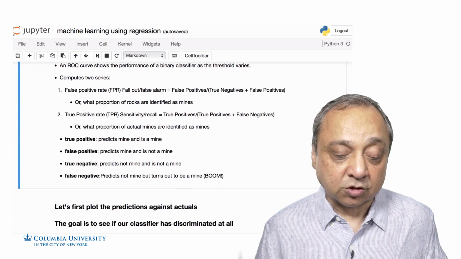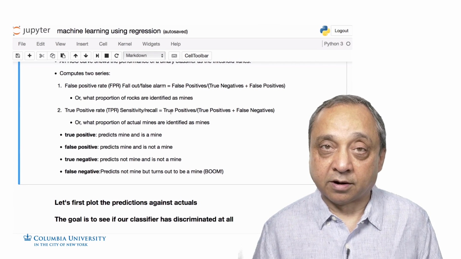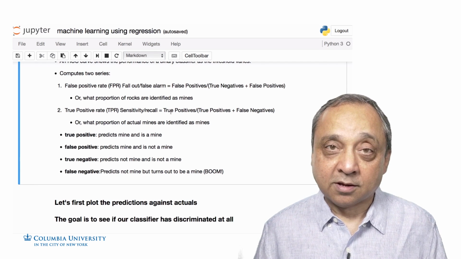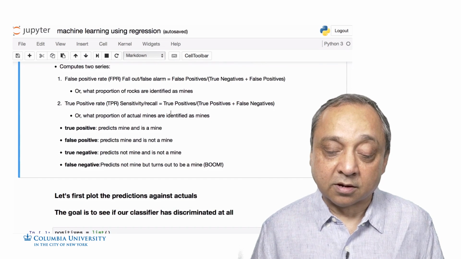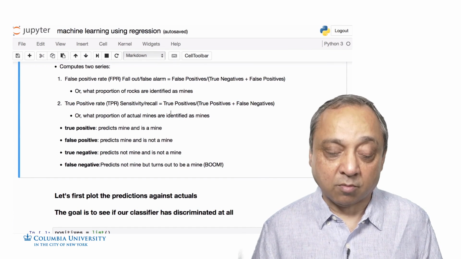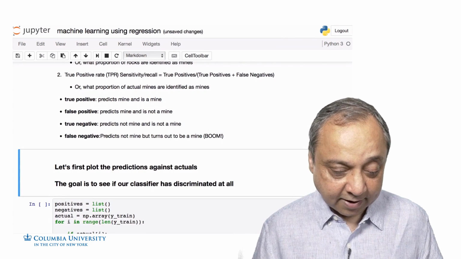So we compute these two, and then we plot them as we saw in our classification analysis digression, so to speak. We plot them in a curve, and we want to find out how good our model is by looking at these kinds of things here. So let's take a look at that.